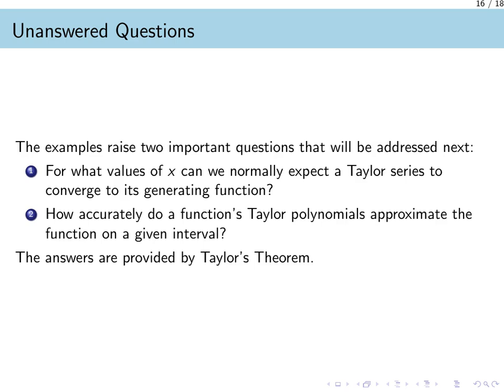First, for what values of x can we be sure that a Taylor series actually converges to the function that created it? Second, if we use a finite Taylor polynomial to approximate the function, how accurate is that approximation? In other words, how can we quantify the error?